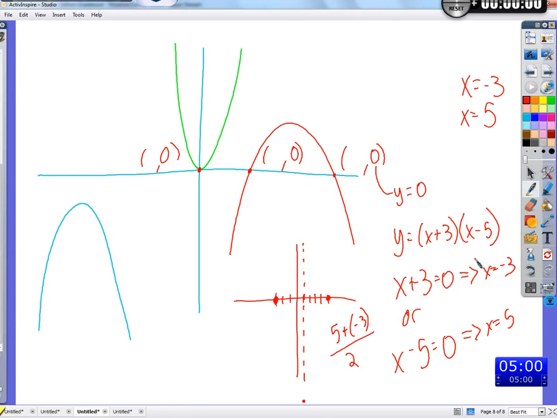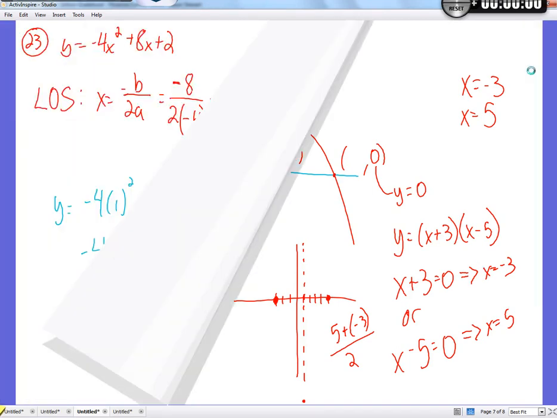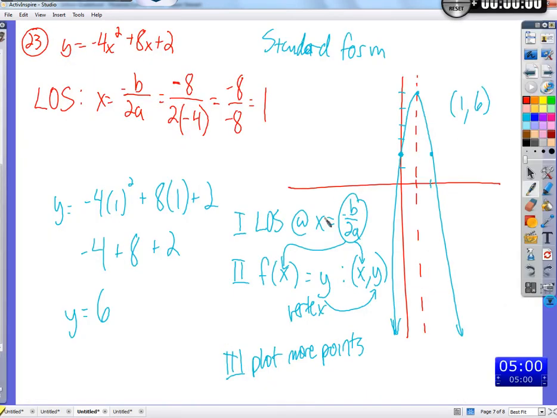And then standard form is probably the least good. In standard form, we have to do negative b over 2a, then take that number and plug it in for x, and find the y value. That's the vertex. Once we finally find that vertex, we can find another couple of points and draw our graph.